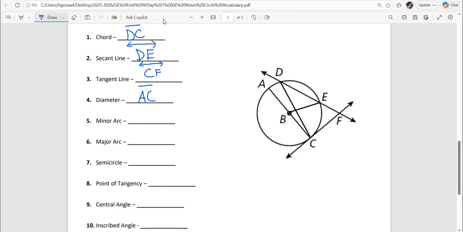I'm going to stick with the first one, AD. It's less than half a circle, and I got to put an arc because it says minor arc. It's along the edge of a circle. You write this down in the back?